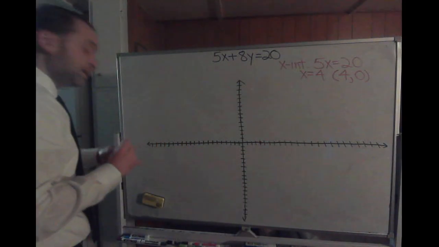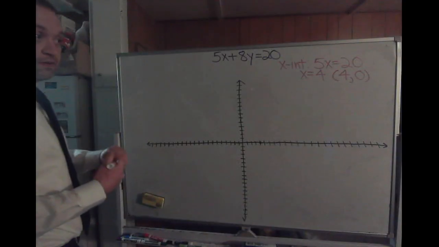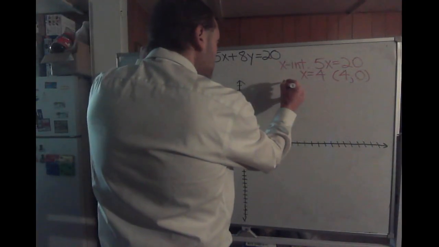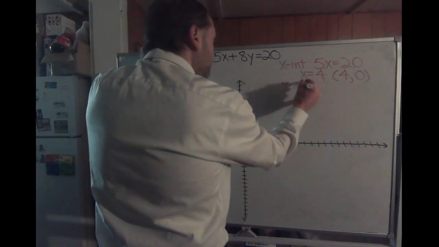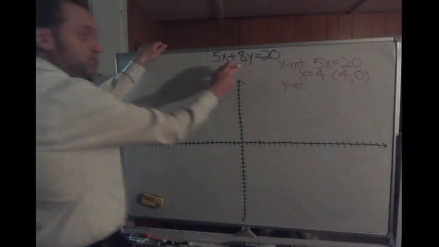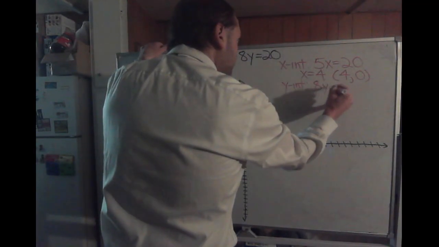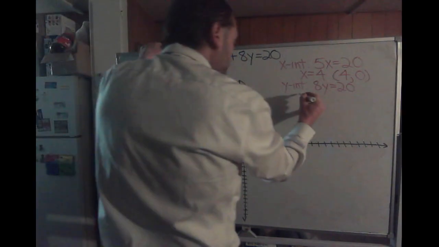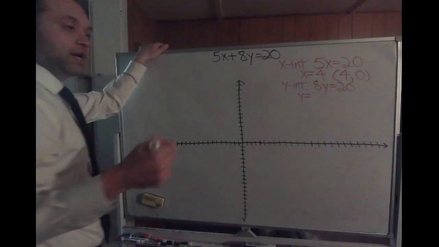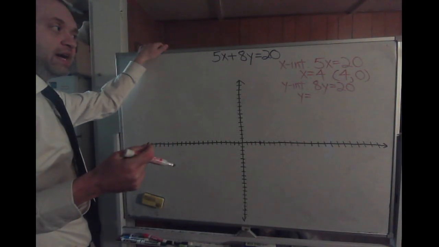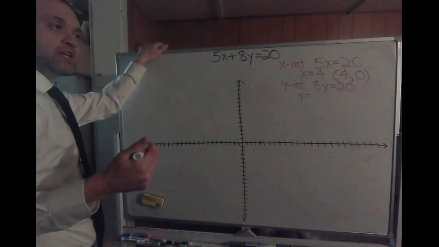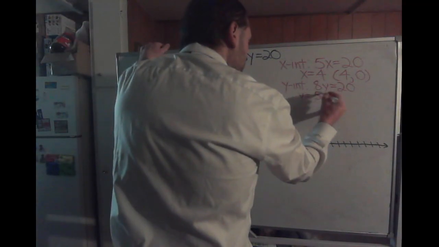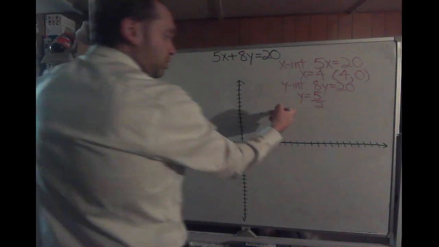Alright, so that's plotted. Now we need to, of course, find the y-intercept. To find the y-intercept, again, you're just going to set x equal to 0, which would just give you 8y equals 20. Well, 8y equals 20 would give you y equals 20 over 8, which both have a common factor of 4, which would give you 5 over 2. Y equals 5 halves, so the coordinate of your y-intercept would be at (0, 5/2).